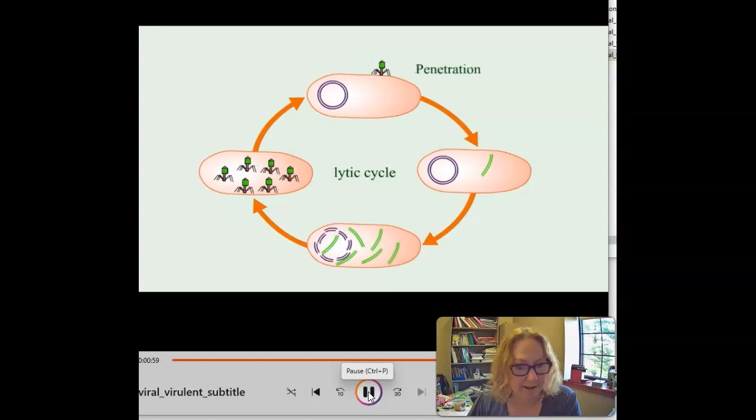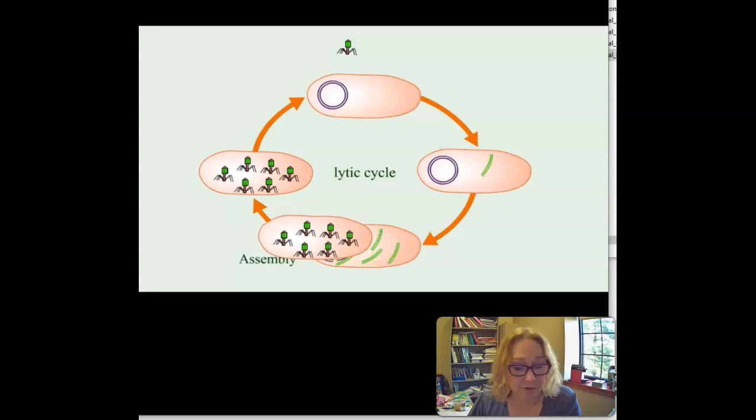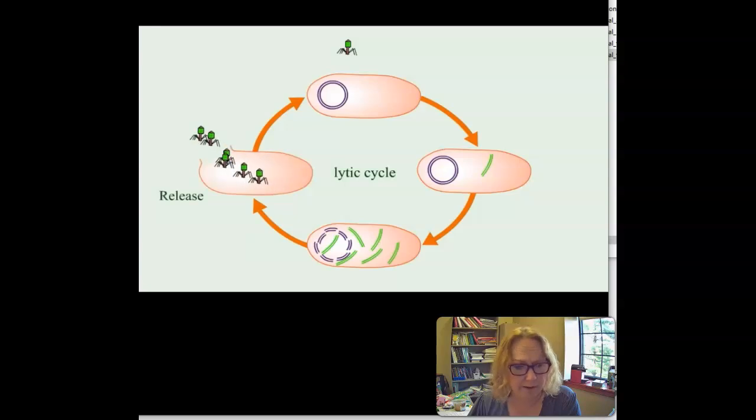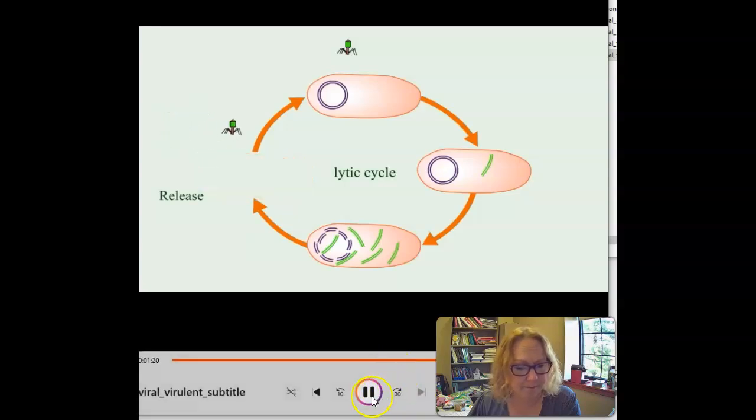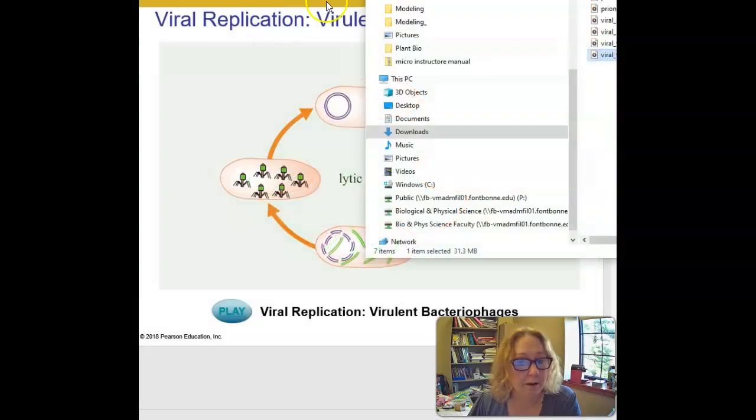Fast forward. Attachment, penetration, there's your DNA. Then it starts replicating itself, breaking apart the regular DNA, biosynthesis. Then it forms the assembly. Once the Avengers are assembled, then they're ready to go out into the world. There you go. That is the lytic cycle of viruses. Okay.